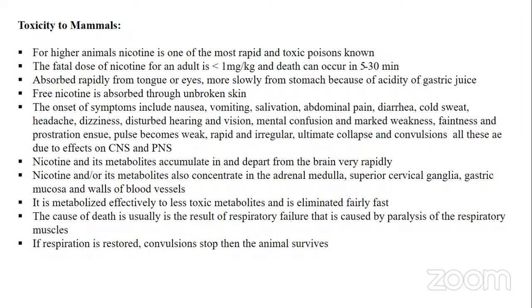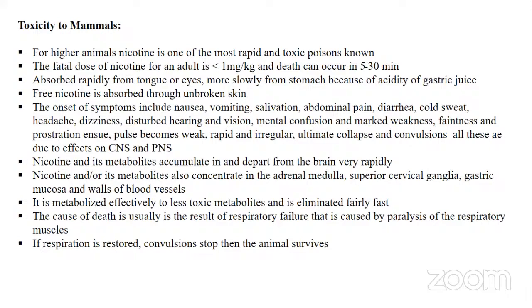The fatal dose of nicotine for an adult is less than 1 mg per kg, and death can occur in 5 to 30 minutes. It is absorbed rapidly from the stomach, despite the acidity. Free nicotine is also absorbed through unbroken skin.